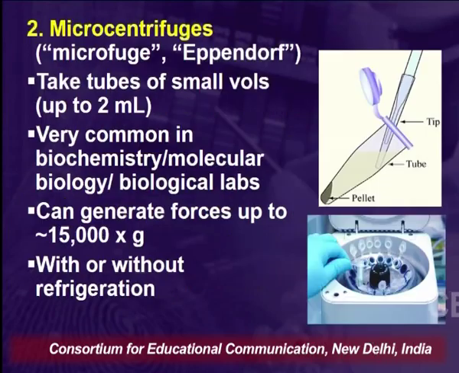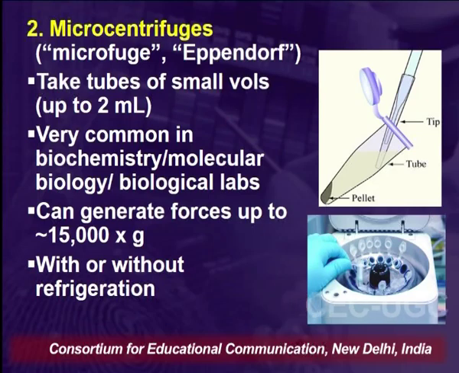Now, the next one is the microcentrifuge. This is the most commonly used centrifuge for the extraction of DNA and RNA, because whenever we are extracting DNA, we are taking up to 1 ml or 2 ml of blood. This is known as a microcentrifuge because the tubes used inside are microfuge or Eppendorf tubes, small tubes. They have a volume of up to around 2 ml.